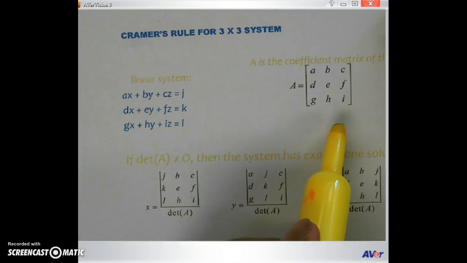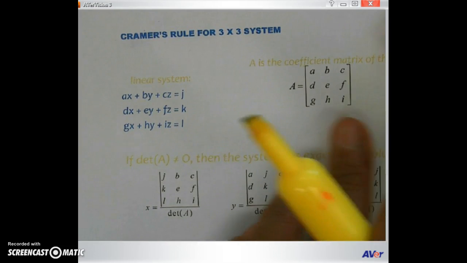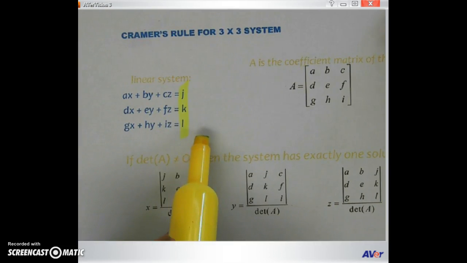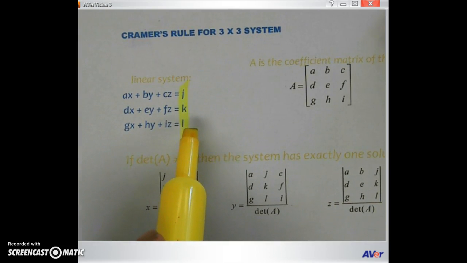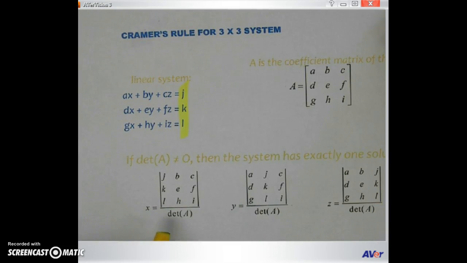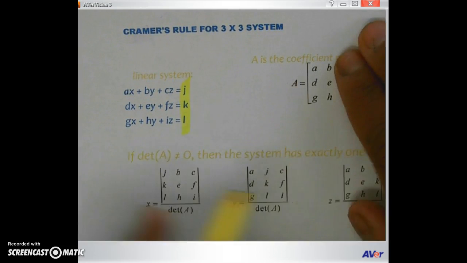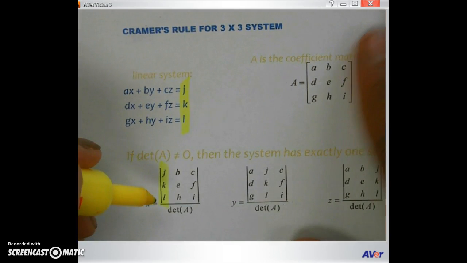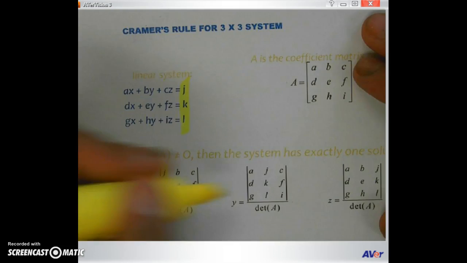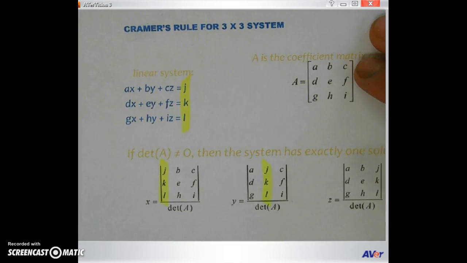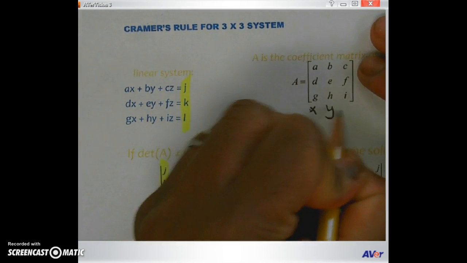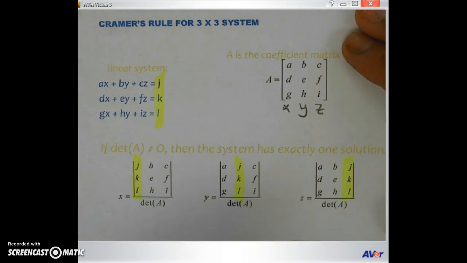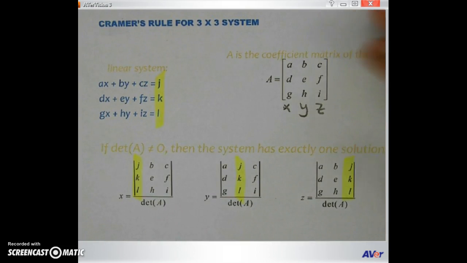We will still get the coefficient matrix the same exact way that we did before. Noticing that this is my solution matrix. It's actually a 3 by 1 matrix. If I'm looking for x, I'm going to have everything here exactly the same, except this is now replaced with the solution. Otherwise, it's the same thing. If I'm looking for y, now y is replaced, because remember, this is going to go x, y, and then z. And so if I'm looking for z, then I have that. I'm still going to use the determinant of A, though, for each of these.